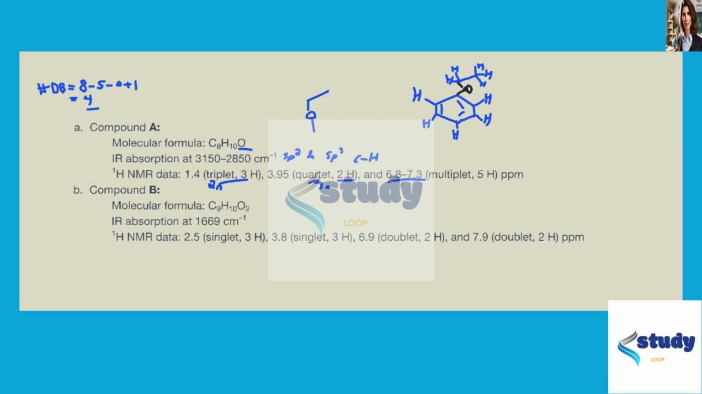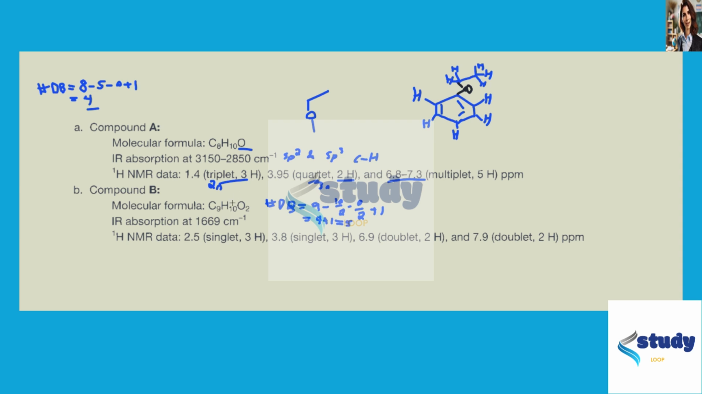Well, what about B? For B, let's determine the degrees of unsaturation again. The degrees of unsaturation equal the number of carbons, which is 9, minus the number of hydrogens plus halides over 2, so 10 over 2, minus the number of nitrogens over 2, 0 over 2, plus 1. So we have 9 minus 5, 4, plus 1 equals 5 degrees of unsaturation.